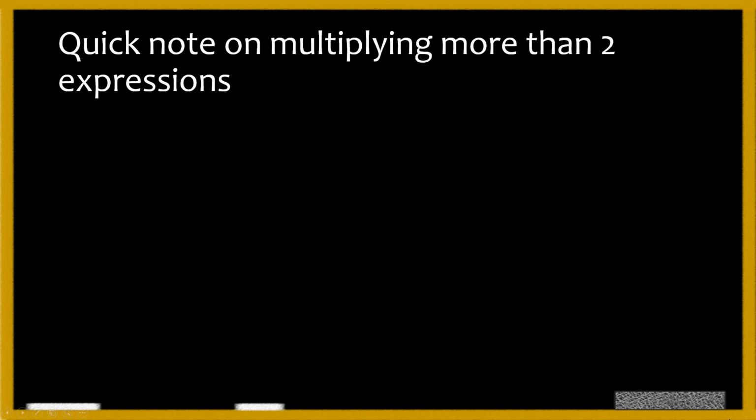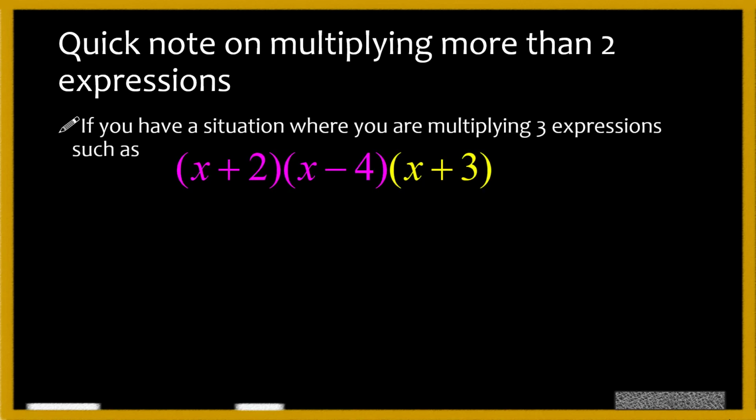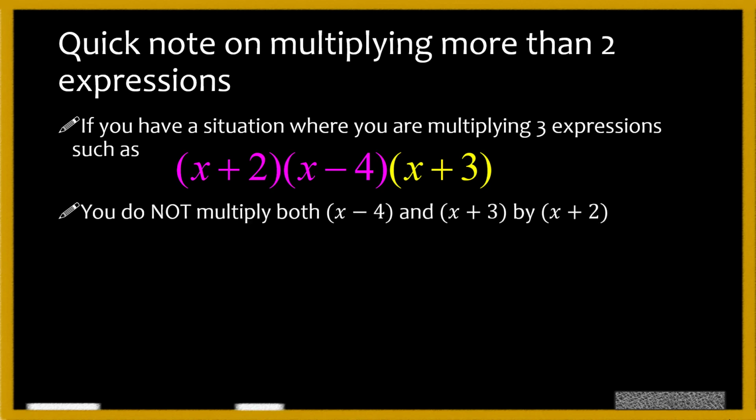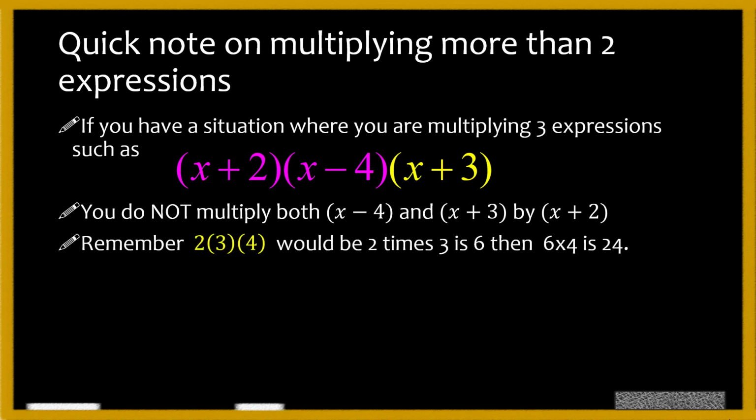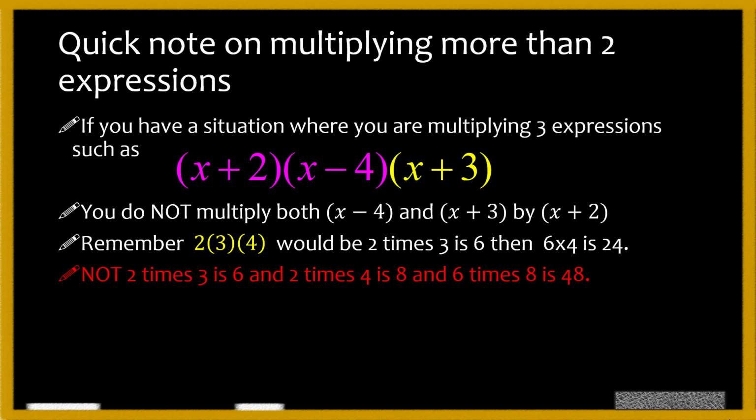A quick note on multiplying more than two expressions. If you have a situation where you're multiplying three expressions, such as x plus 2 times x minus 4 times x plus 3, you do not multiply both x minus 4 and x plus 3 by the x plus 2. Remember, with arithmetic, 2 times 3 times 4 would simply be 2 times 3 is 6, then 6 times 4 is 24. We do not go 2 times 3 is 6, and 2 times 4 is 8, and 6 times 8 is 48. Okay, from arithmetic, we know that.